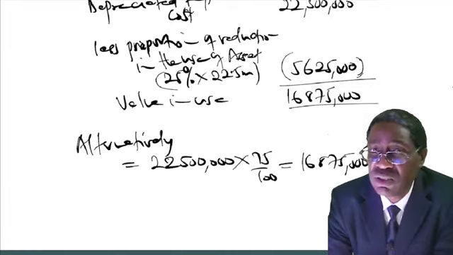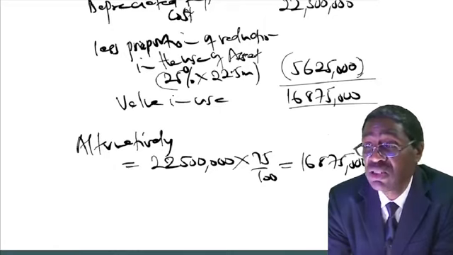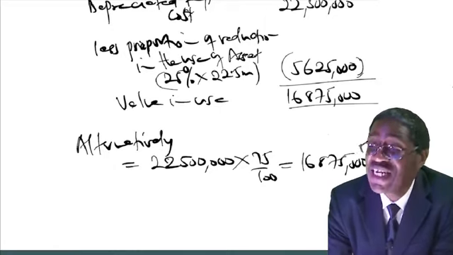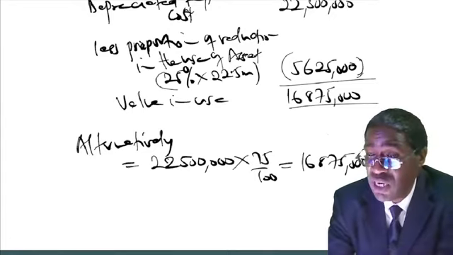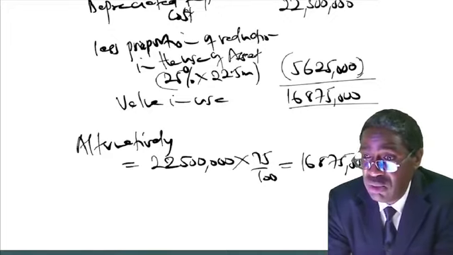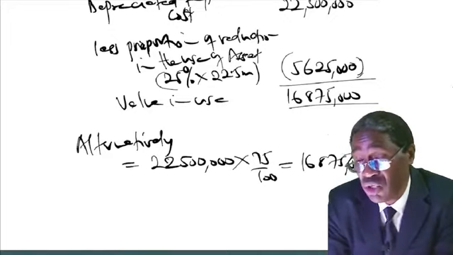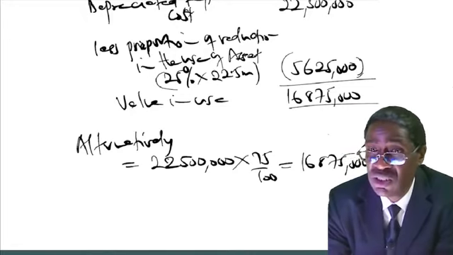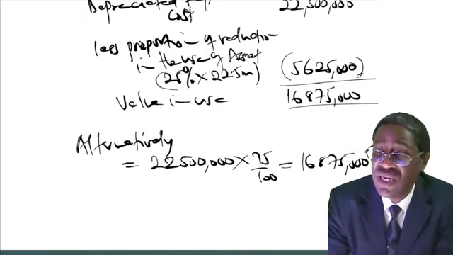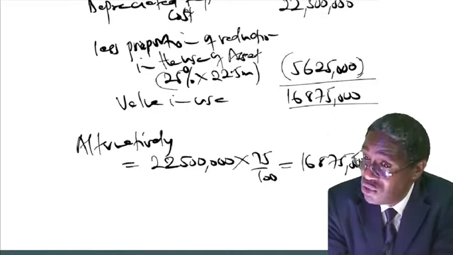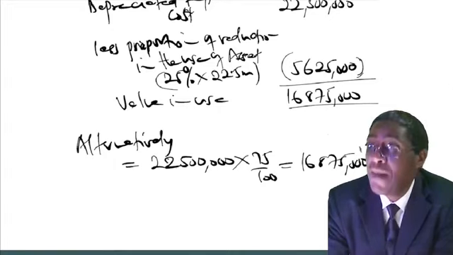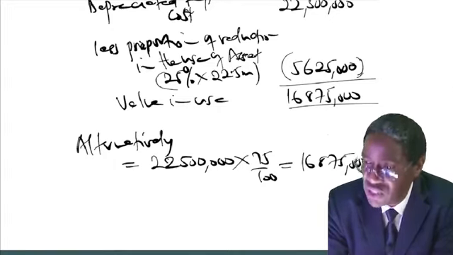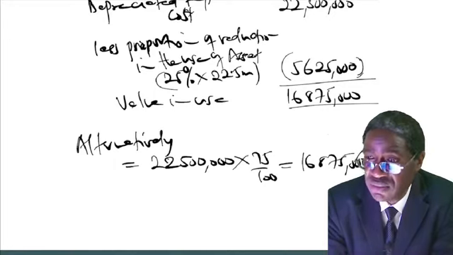Therefore, value in use, shillings 16,875,000 becomes the recoverable service amount of the machine. Remember, this one is not generating cash flow, so we call it recoverable service amount. Since the asset has no net realizable value, its value in use, shillings 16,875,000, becomes the recoverable service amount of the machine.